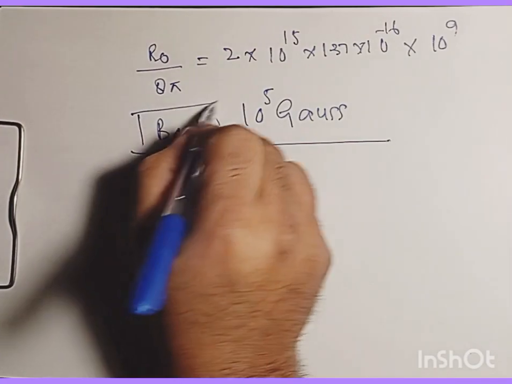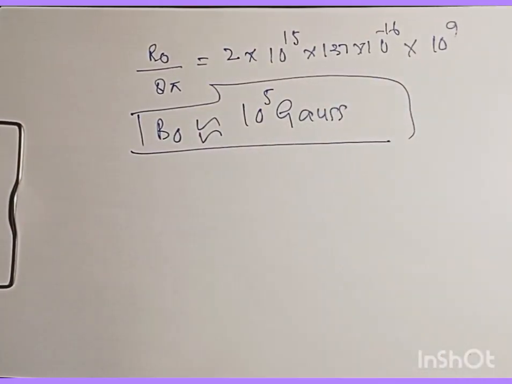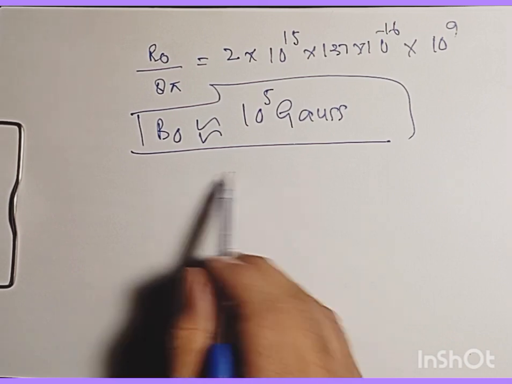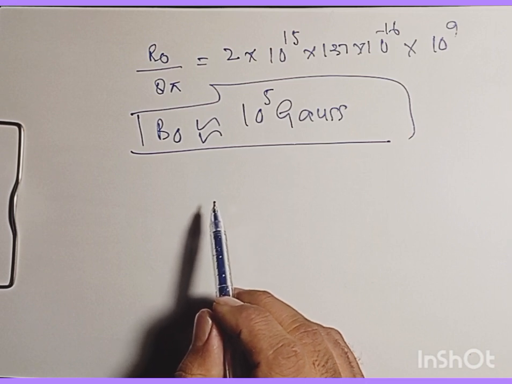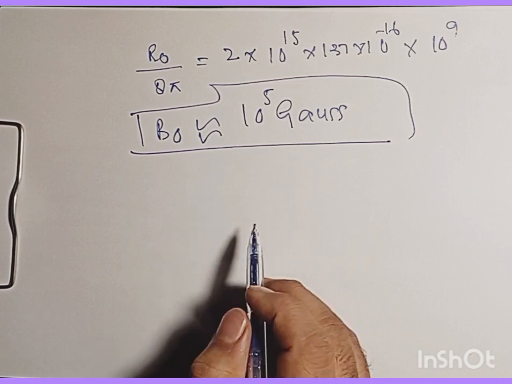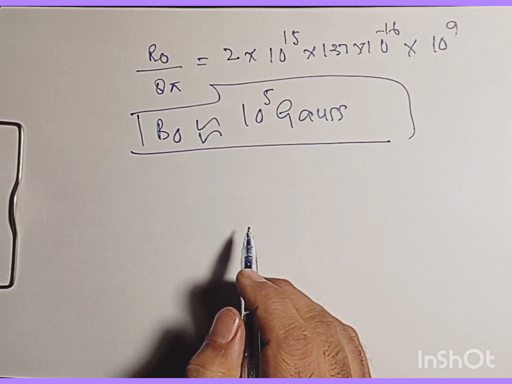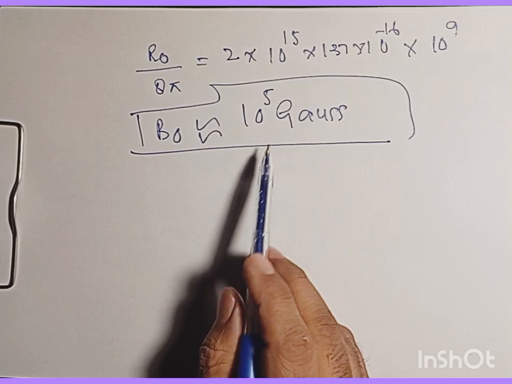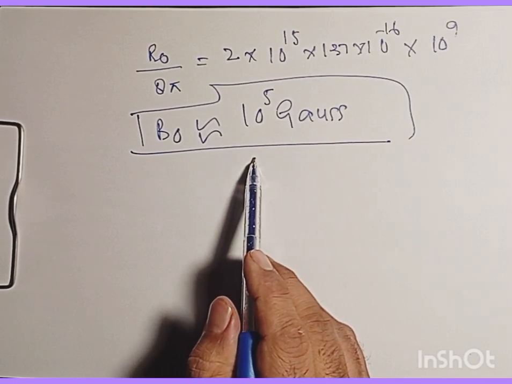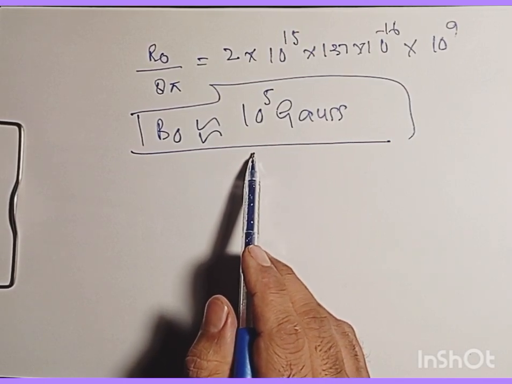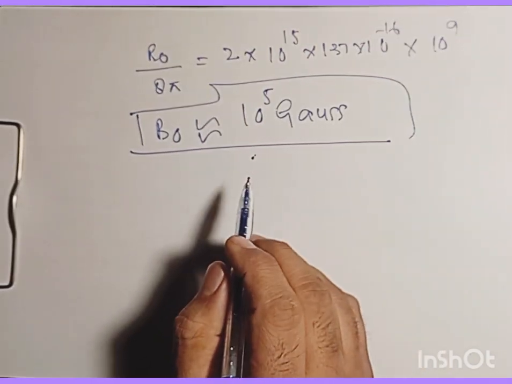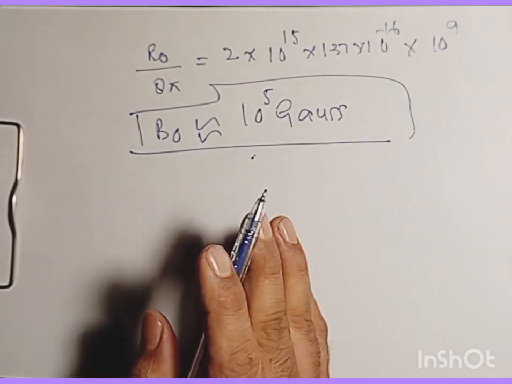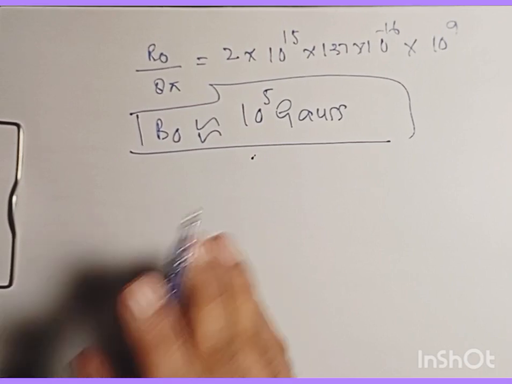And this is a pretty ordinary magnetic field, and it can be produced inside the laboratories. We can produce this much magnetic field so that we can confine this plasma. It's not difficult to produce this much magnetic field in the laboratory. So the confinement of the plasma by the static magnetic field is definitely possible, at least theoretically.